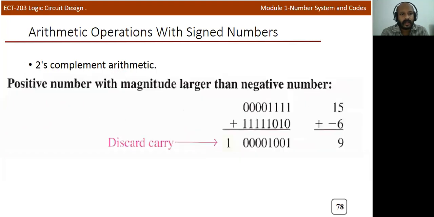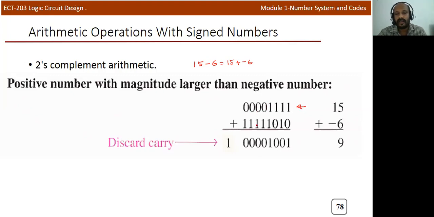Now we'll explain another question where we need to perform an addition operation, but one number is positive and the other number is negative. In other words, this is actually a subtraction operation, 15 minus 6. That can be written as 15 plus minus 6. So we'll get two numbers, one is 15, another one is minus 6. The first one is a positive number. This is the binary representation or two's complement representation of 15, which is exactly the same as the sign magnitude representation because it's a positive number.